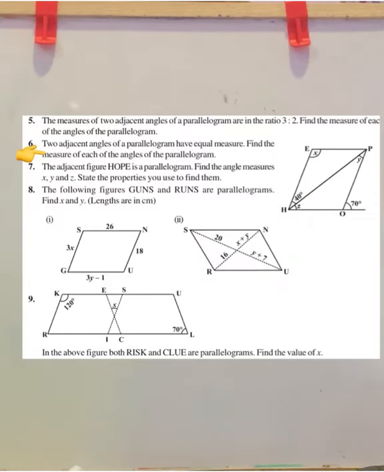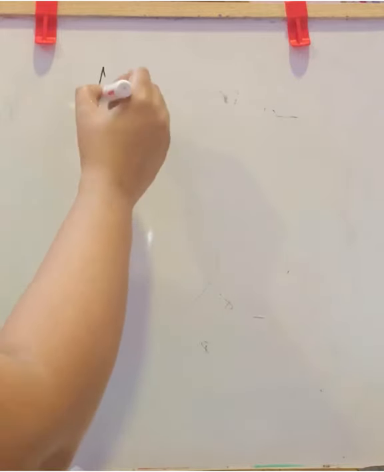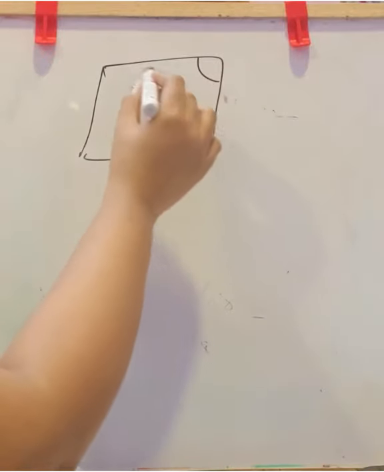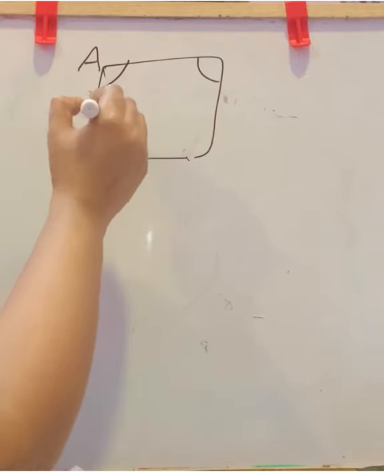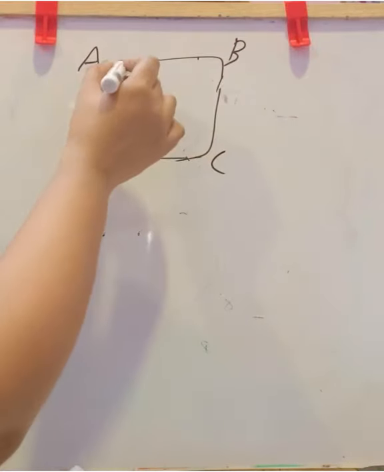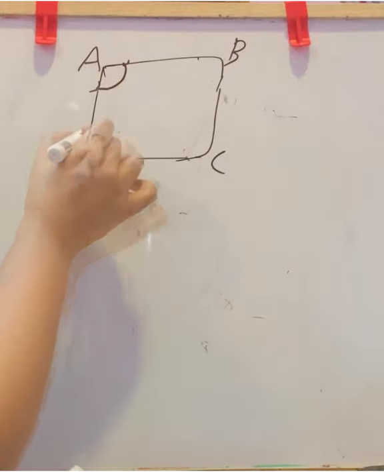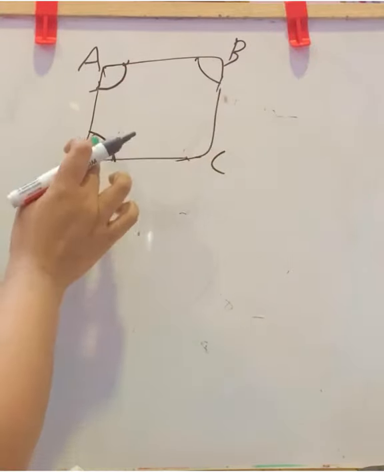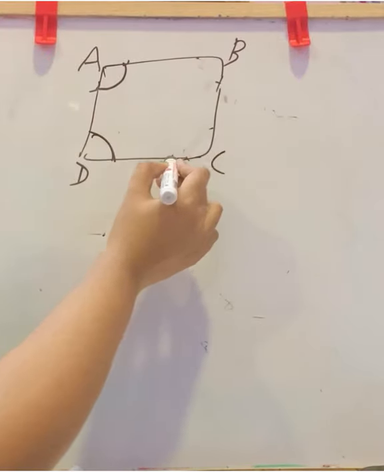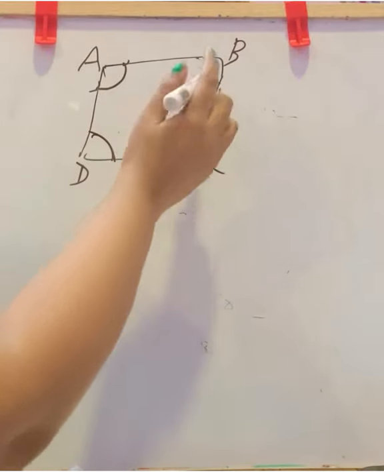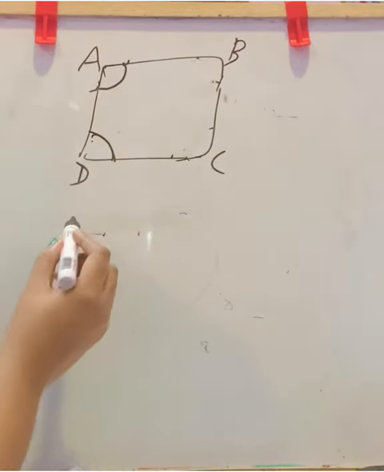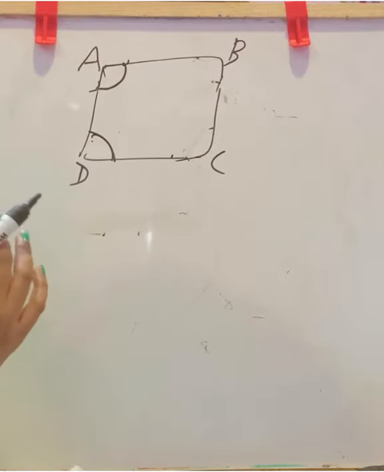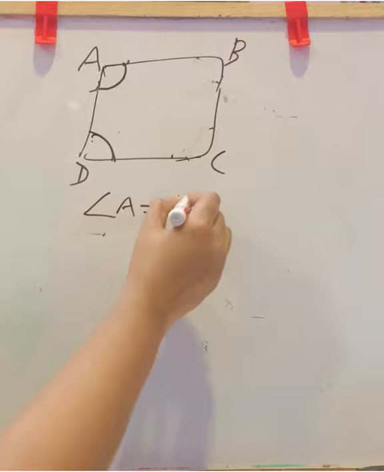Next, two adjacent angles of a parallelogram have equal measure. Find the measure of each of the angles of the parallelogram. Now, this is a parallelogram. Two adjacent angles. You can take this A, B, C, D. For this angle, this is an adjacent angle, and this is also an adjacent angle. Now we will consider this, but this is the opposite angle for it. Don't consider these two. Only one adjacent angle is needed, so I am taking this. Here it is given both are equal, that is angle A equal to angle D.